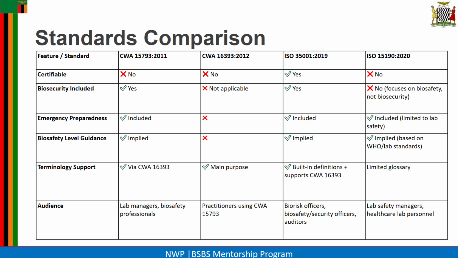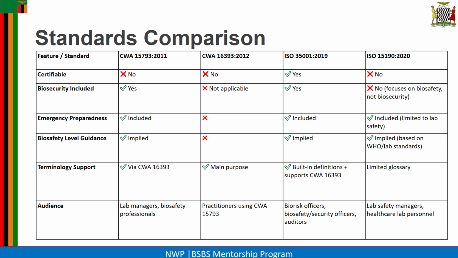Certifiable? You cannot get certified using the CWA 15793 or the 16393, but you can get certified using the ISO 35001. You also cannot get certified using the 15190 because it's not a management system standard, therefore it's not certifiable. But if you need to get certified in biorisk management, you can use the 35001.